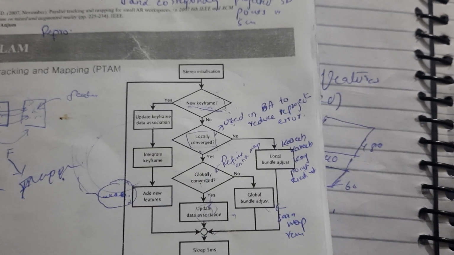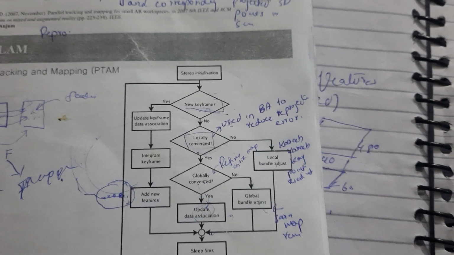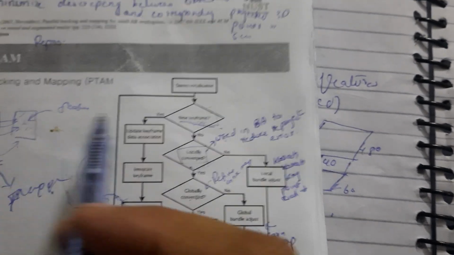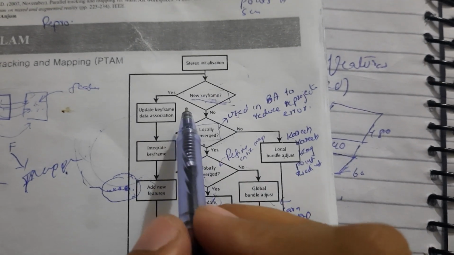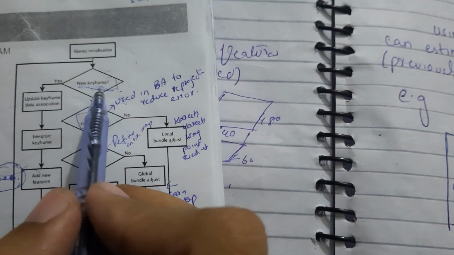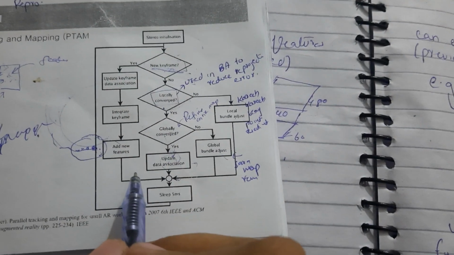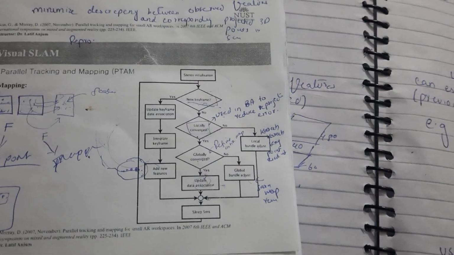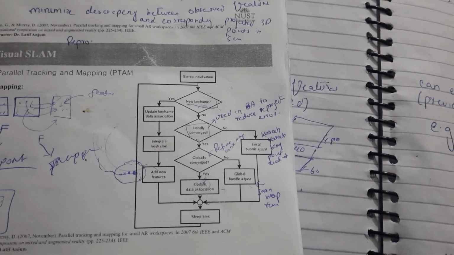Building is something else. You are adding something to your map, while in bundle adjustment you were only refreshing or renewing the already existing map. And then obviously add new features. Obviously, when there is a new keyframe, there will be new features. Now you will add these new features to your feature database, and this is how the mapping goes. So this is all about PTAM. See you in the next video.